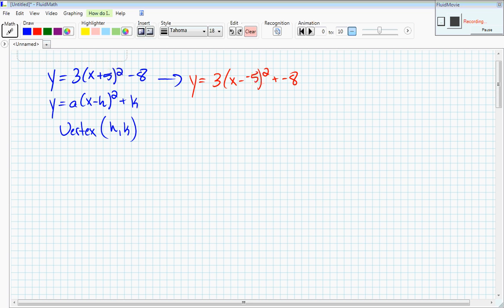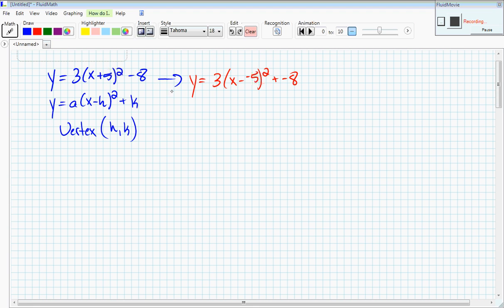Now, you need to know that the vertex form of a quadratic function is y equals a times the quantity x minus h squared plus k. In that form, the vertex is always going to be h comma k. However, when we look at our example, we have x plus 5, not minus. Remember, if we want to change addition to subtraction, we need to change it to subtraction of a negative. Here it should be plus k, so we're going to change this to plus a negative.